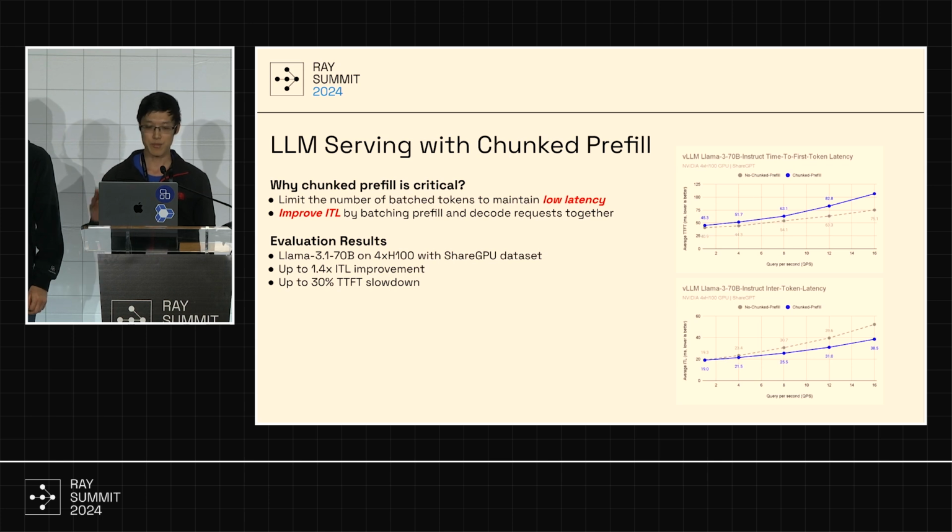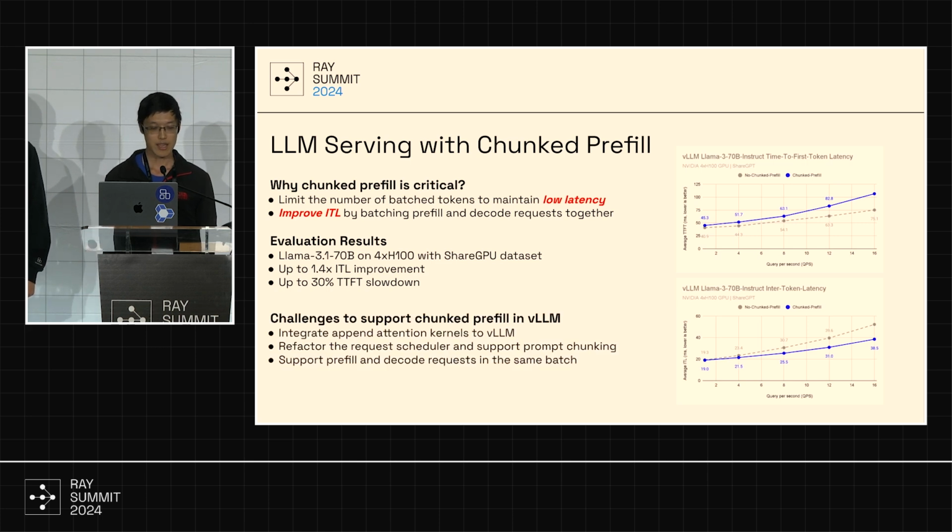So here are some experimental results. You can see that simply enabling chunked prefill for the Llama 3.1 70B model on H100, you can get up to 1.4x ITL improvement by only paying a 30% TTFT slowdown. And this is expected because we chunk the prompt into multiple batches, but it's just 30%, and it can give you better ITL. You can likely meet your SLA in a better way. And again, this is not a free lunch to support chunked prefill in vLLM.